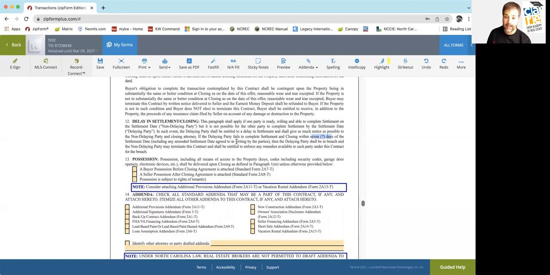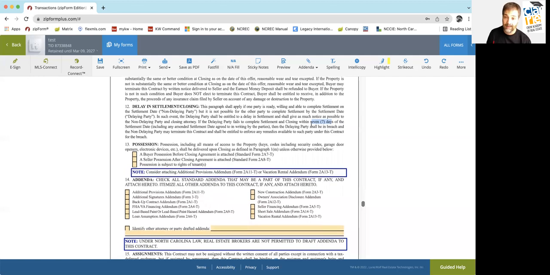Otherwise, beyond that 7 days, the delaying party is in breach, meaning that the non-delaying party can then terminate that contract and move on. So if it is the buyer who cannot close, the seller can terminate that contract, keep their due diligence, keep their earnest money, put it back on the market and move on. But we do have that 7-day.